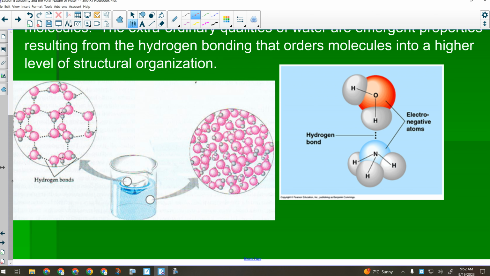All right, those hydrogen bonds can form between any polar molecules. So another example of a polar molecule is ammonia, or nitrogen trihydride. It also doesn't share its electrons equally and can form hydrogen bonds with water.